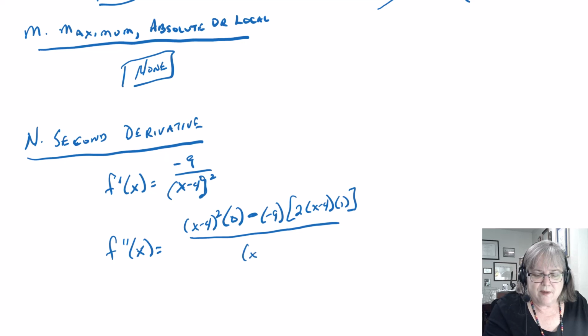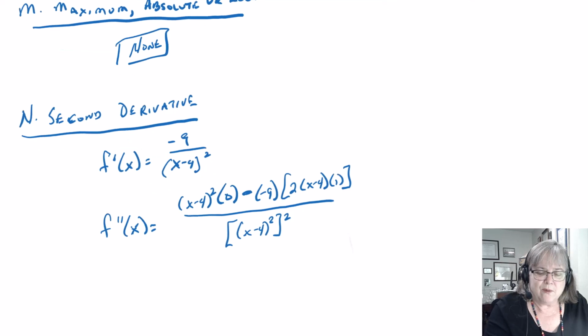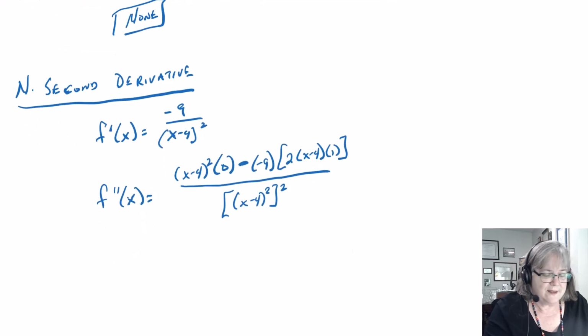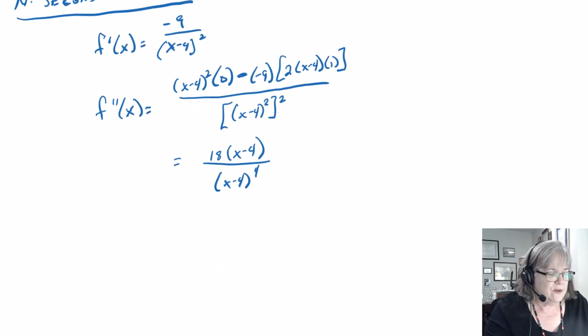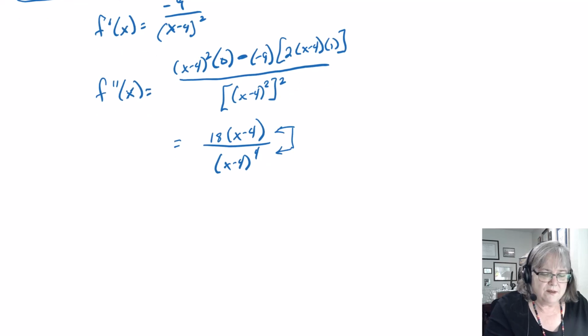And this would be x minus 4 squared again. I see students who sometimes see the square and then lose track of what they're doing for a moment and forget to square it again because they just see the square. So when you clean this up, you get 18 times x minus 4 over x minus 4 to the fourth. And those two x minus 4s are in common, so you would have 18 over x minus 4 cubed.